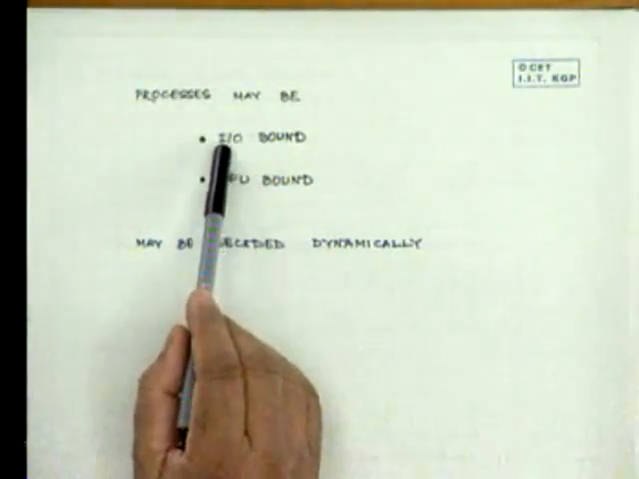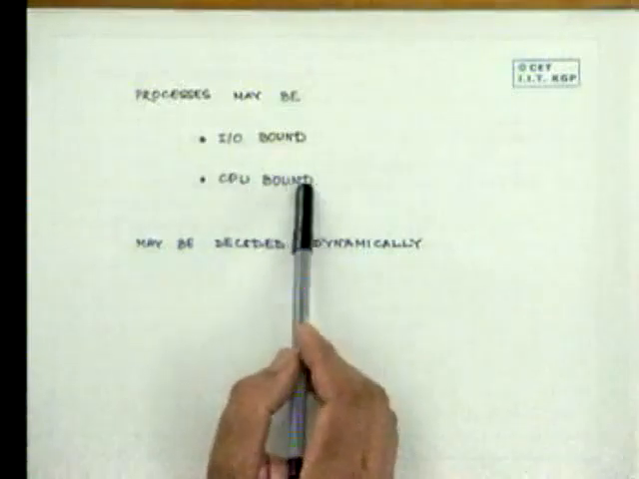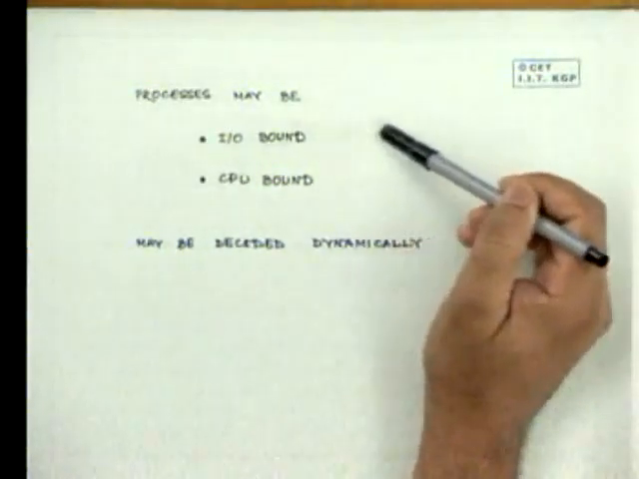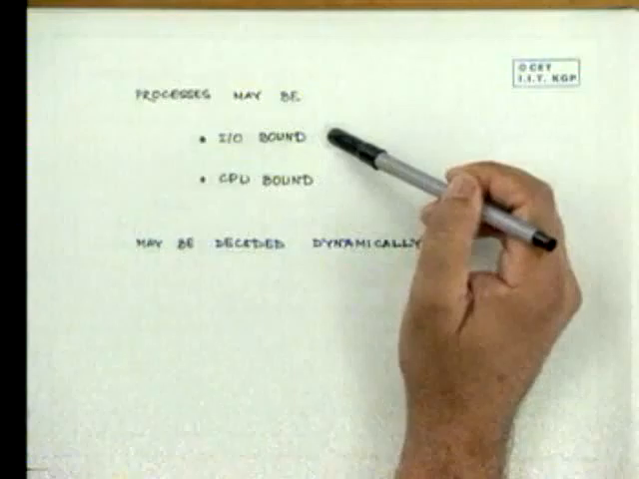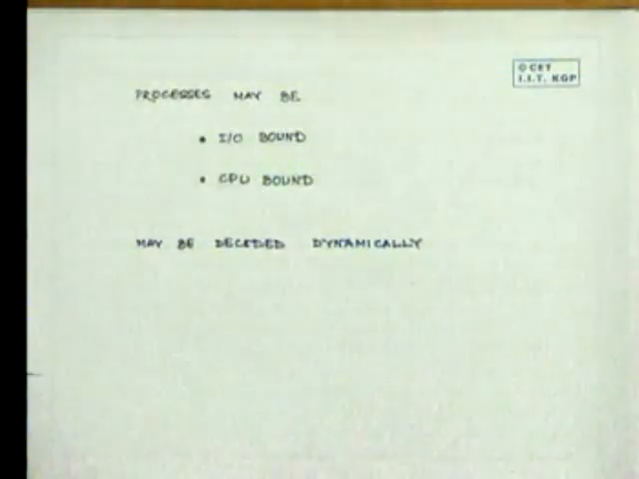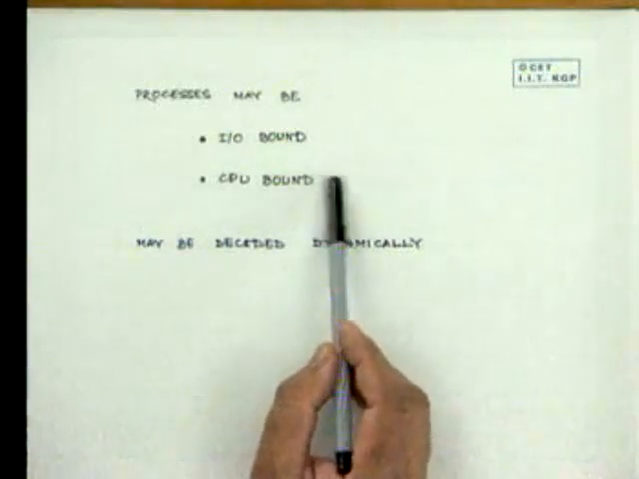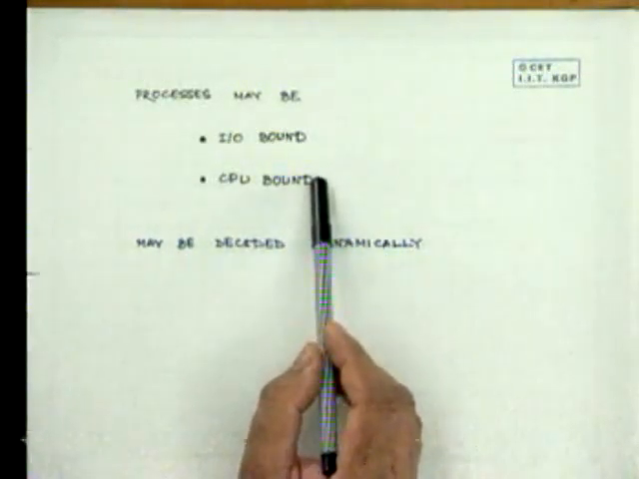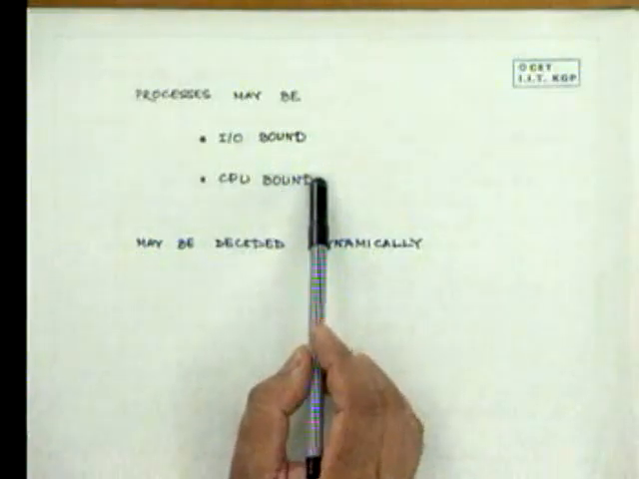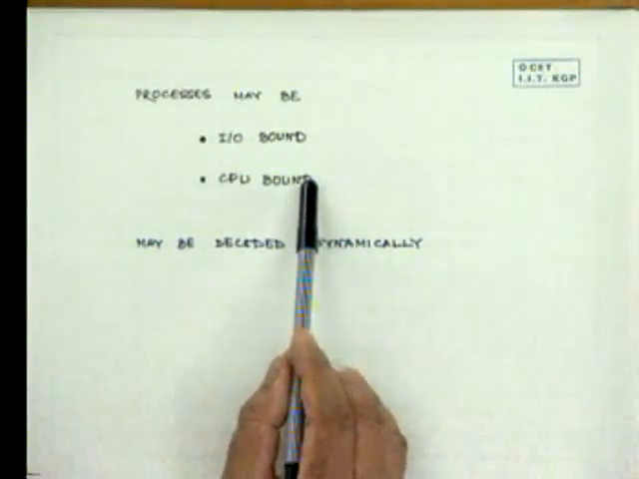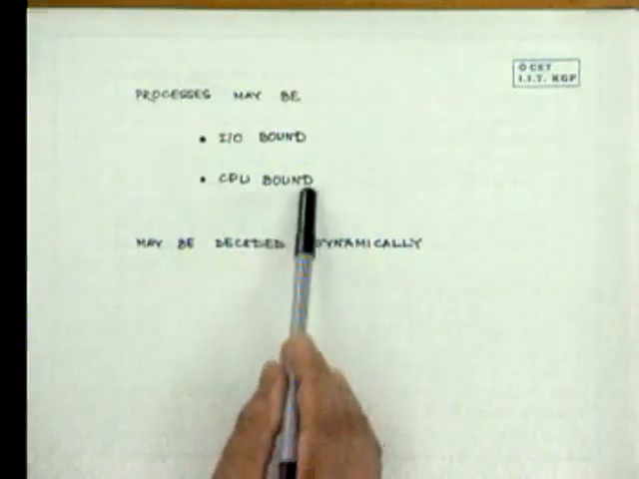Depending upon this situation, processes may be broadly classified into two categories. One is called I/O bound processes, and the other is called CPU bound processes. By I/O bound processes is meant a process that issues I/O requests very frequently, and therefore very frequently goes into the I/O wait state. In the case of a CPU bound job, the I/O requests are fewer. Therefore, once the process is in the CPU, it can remain there for quite a long time.